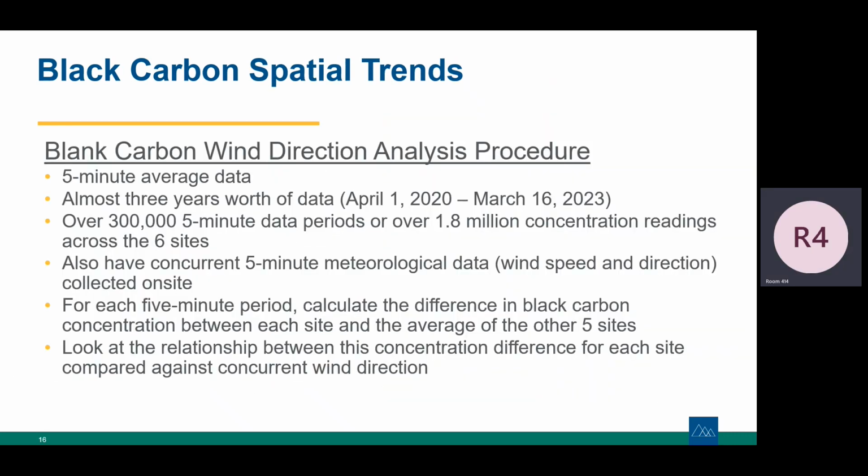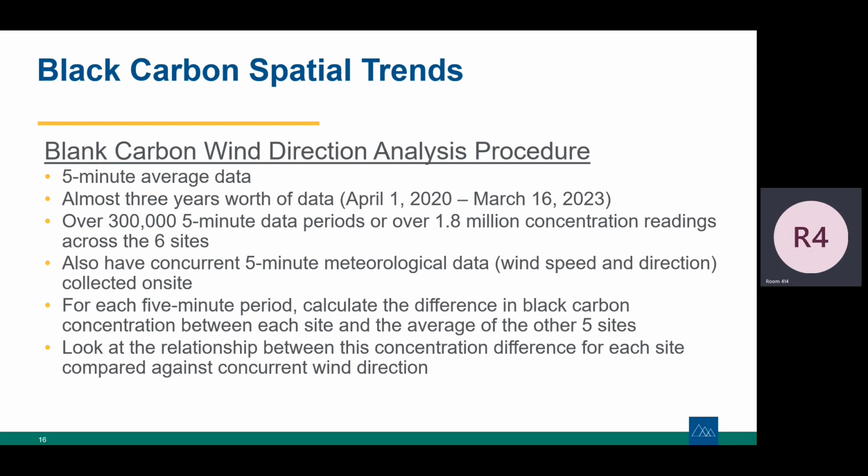why it is that that site is higher than my others, I conducted a little analysis looking at black carbon concentrations as a function of wind direction. So here's roughly the process that I took. I have 5-minute average data from all these sites. I have 3 years' worth now. We started reporting data in April of 2020. I looked at data through March 16th of this year. So that's over 300,000 5-minute averages from each site, multiplied by 6 sites, over 1.8 million.